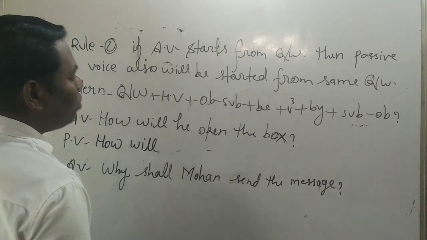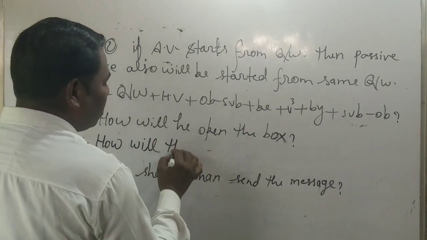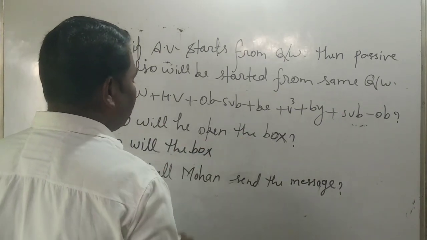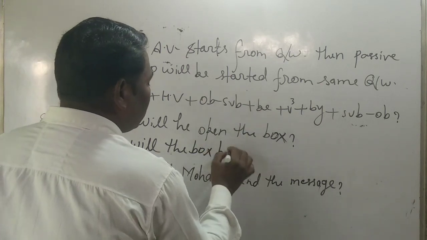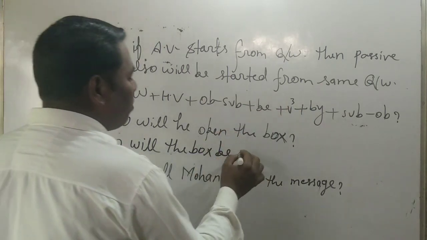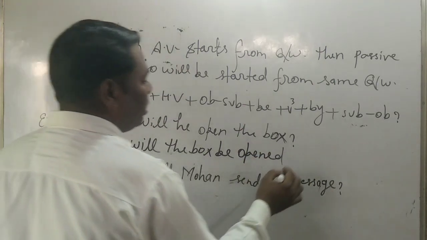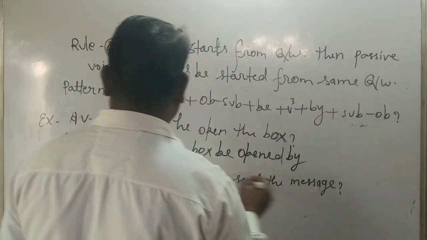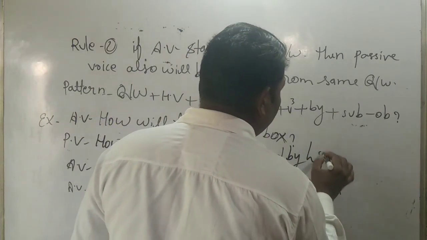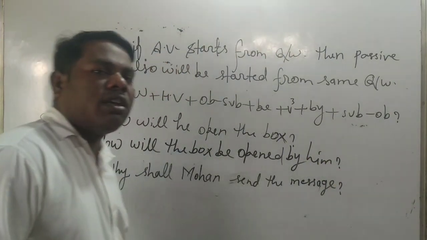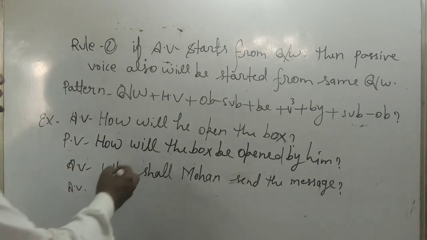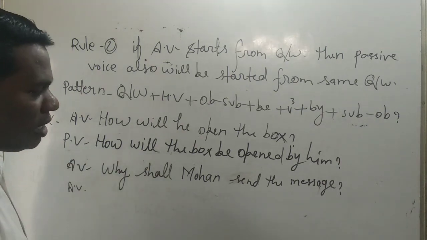Will be used, and then object to subject, the box, and then be, and after that V3, open, V3 will be opened, and then by, and then subject to object. He will be changed into him, and use a question mark. Now your passive voice is ready. How will the box be opened by him?